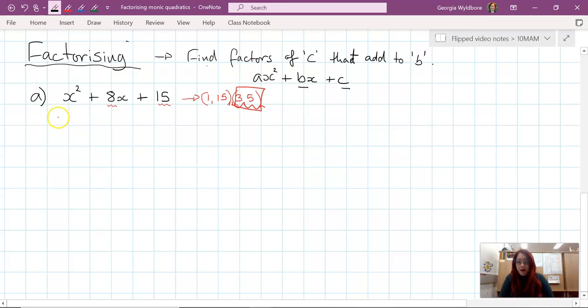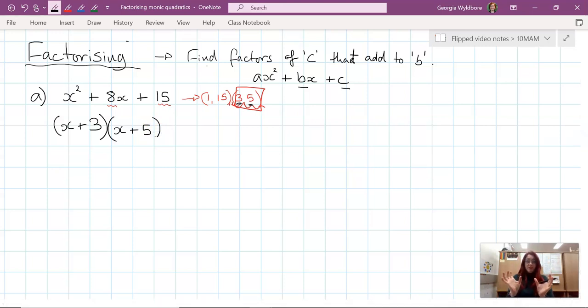We're going to write it as x plus our first number in the factor, in brackets, and x plus our second number. Okay? That's a binomial product. It's two bracketed terms multiplied together, and it's the factorized form of our quadratic.